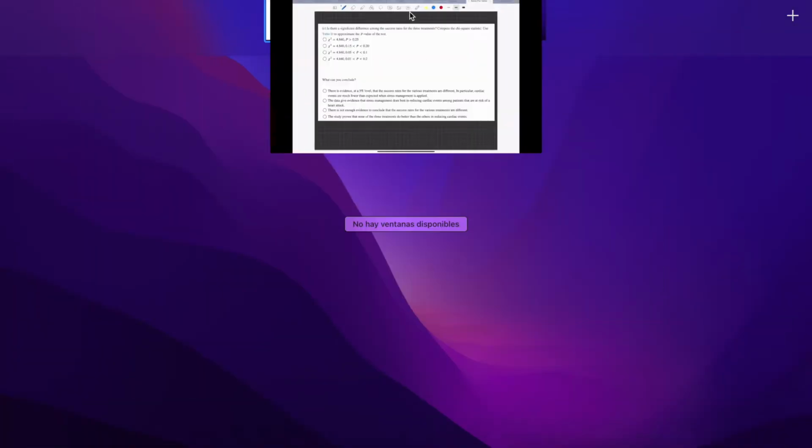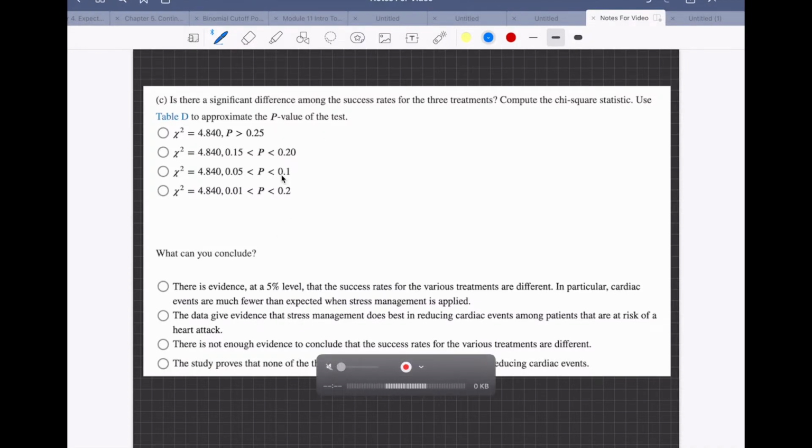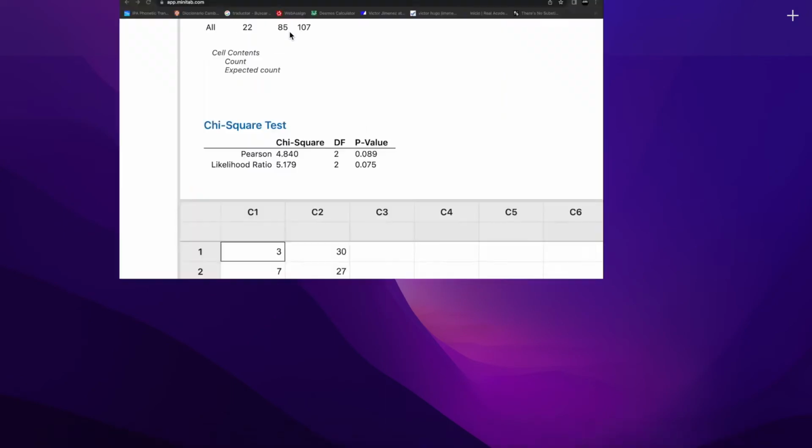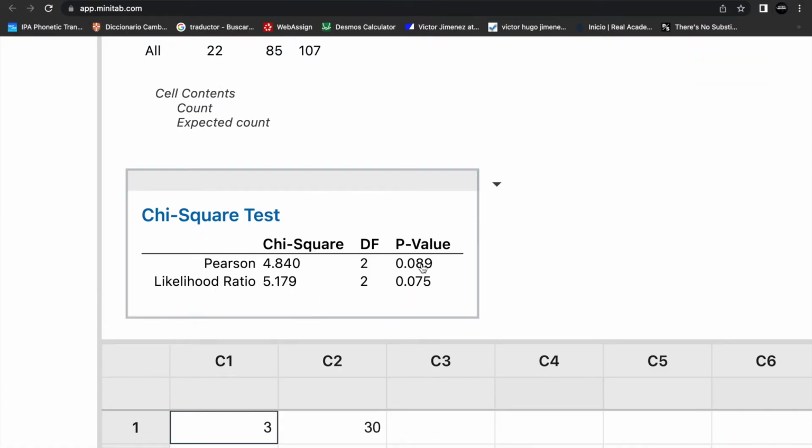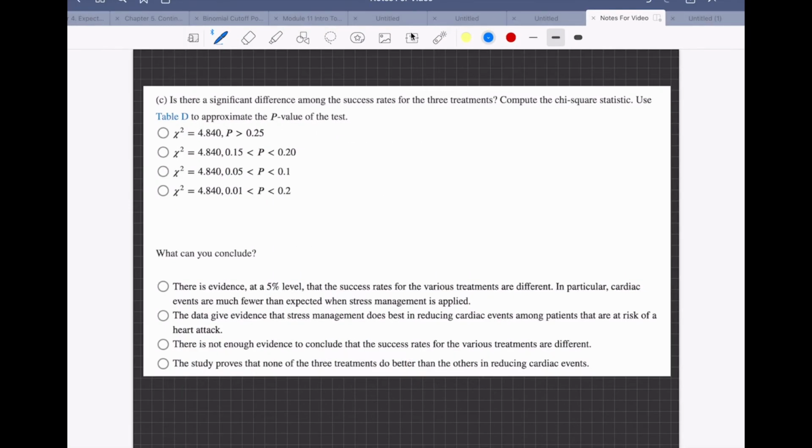So on the homework, you're going to have several options, but notice 4.84, all of them have 4.84. The one that is less than 0.1 and greater than 0.05, because the p-value is 0.089. So yeah, I think that is the answer.